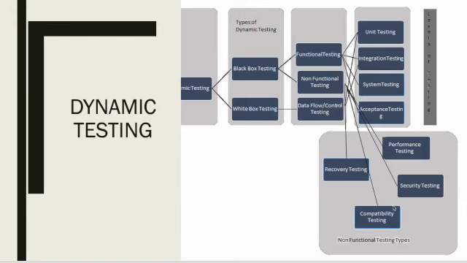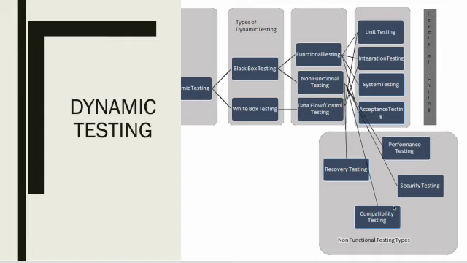Let's continue. So we have dynamic testing. There are different types of dynamic testing. Dynamic testing is you executing test cases, right? And checking to see if they pass or fail. So we have black box testing and white box testing. Black box testing we talked about last week. We have functional testing and non-functional testing. Under functional testing, we have unit testing, integration, system, acceptance.